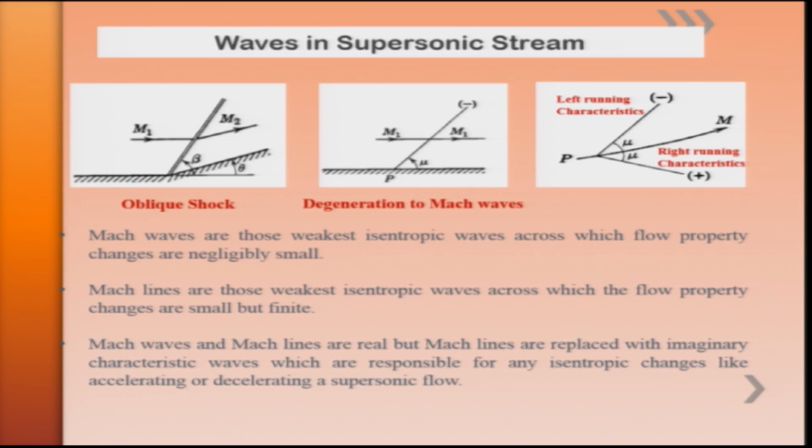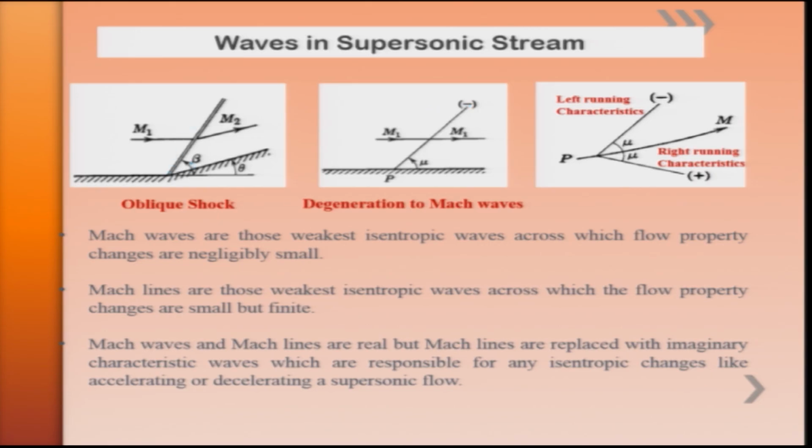We have seen that if the surface is something like this, which is forcing the flow turning into itself, at the point where the surface slope is changing, we have an attached oblique shock like this. It has the property that in the limiting case, it can degenerate into a Mach wave, a wave across which flow property changes are very small and can be neglected, and hence whatever the incoming Mach number M1, it will remain the same downstream. These waves are called Mach waves.